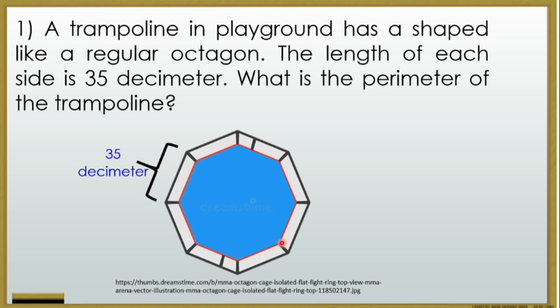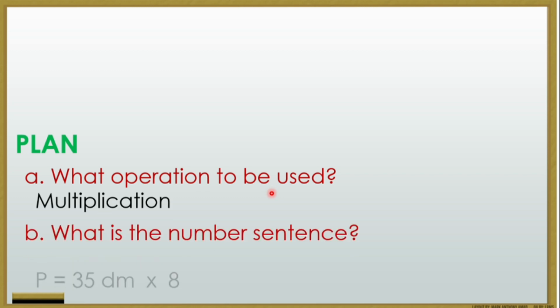This would be the trampoline, and the side of it is 35 decimeters for this side. This side is also 35 decimeters. Because in a regular octagon, the side of it is the same as the other sides. Okay, take note of that. Now, let's plan the problem.